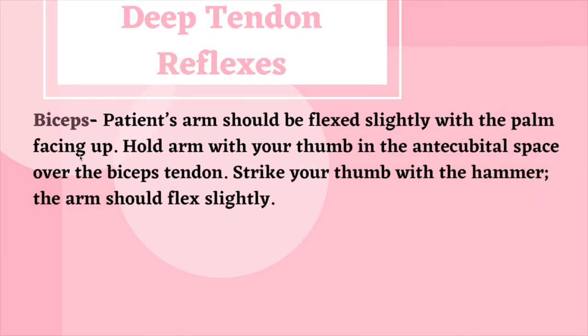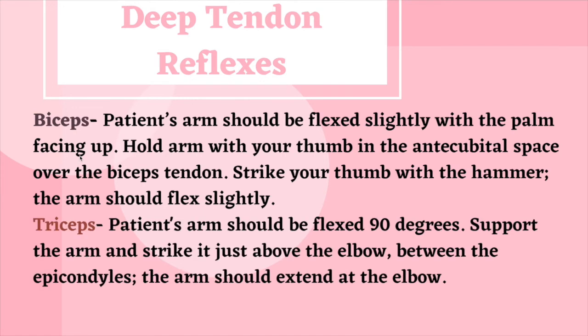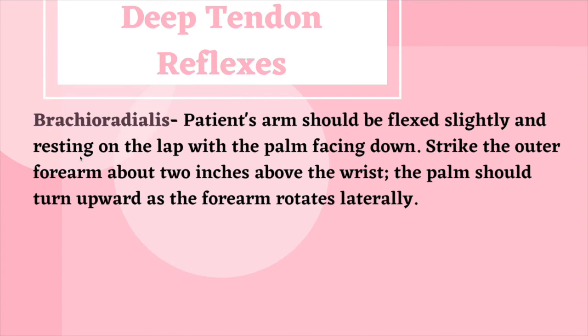For the biceps, the patient's arm should be flexed slightly with the palm facing up. Hold the arm with your thumb in the antecubital space over the biceps tendon. Strike your thumb with the hammer. The arm should flex slightly. Triceps: the patient's arm should be flexed 90 degrees. Support the arm and strike just above the elbow, between the epicondyles. The arm should extend at the elbow. Brachioradialis: the patient's arm should be flexed slightly and resting on the lap with the palm facing down. Strike the outer forearm about 2 inches above the wrist. The palm should turn upward as the forearm rotates laterally.